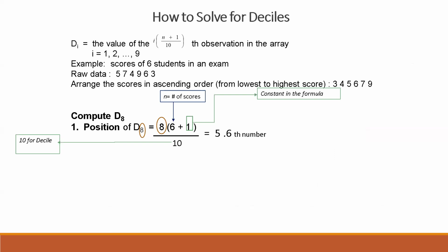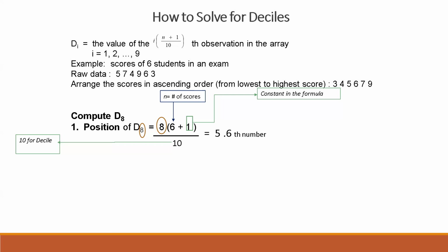Now, we have the given scores of 6 students in an exam. These scores are 5, 7, 4, 9, 6, and 3. First, we arrange the scores in ascending order from lowest to highest.